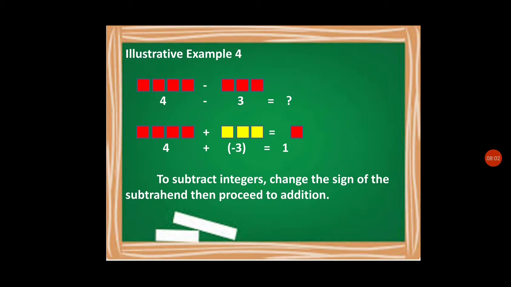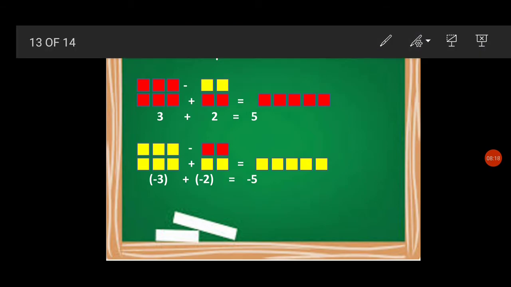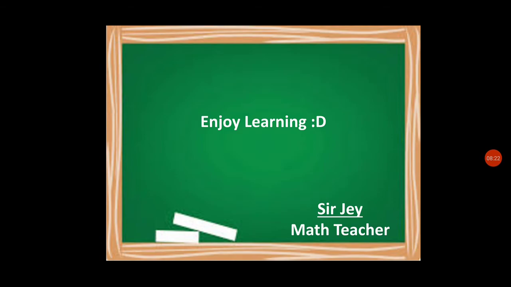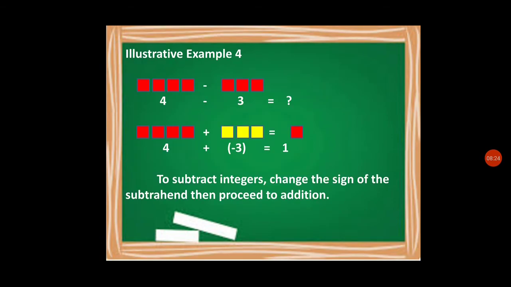Next, illustrative example 4. So 4 minus 3 is equal to, so we have 4 positive tiles minus 3 positive tiles. So that is 4 minus 3. So that would simply be 1.